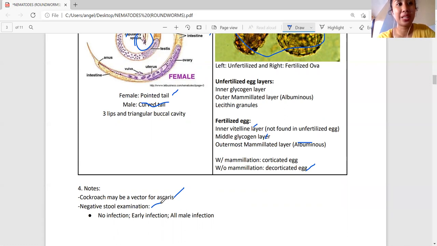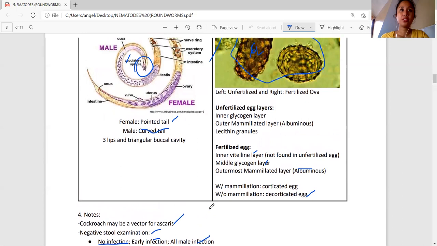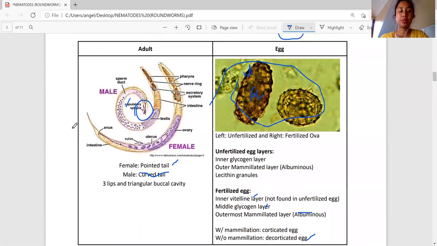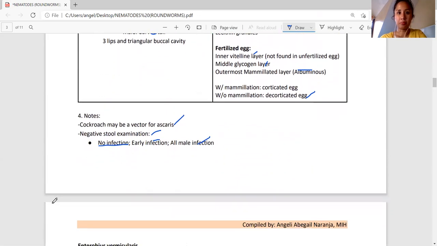but the stool exam is negative. This could happen when there is no Ascaris infection, or it's an early infection of Ascariasis, or class, the species that you have in your body is male roundworm only, sorry. So the stool examination will be negative if there are only males. Class, both male and female must be ingested for you to have a baby, of course.